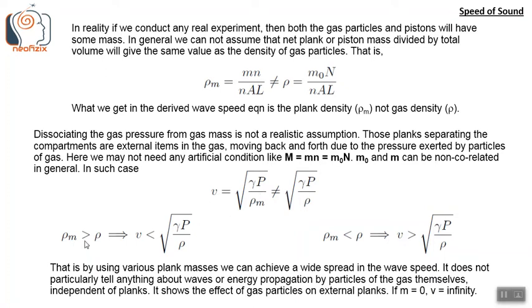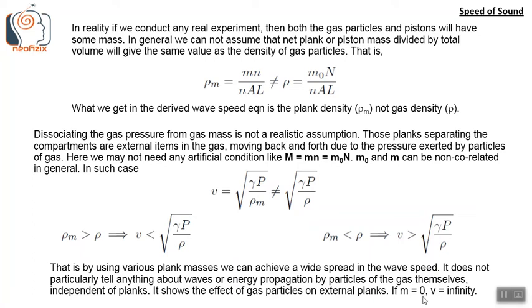For example, if the Planck density is greater than the gas density, then the velocity of the sound or signal propagation in this system will be less than the speed of sound. If the Planck density is less than the gas density, then the velocity of signal propagation in this piston system will be more than the speed of sound.